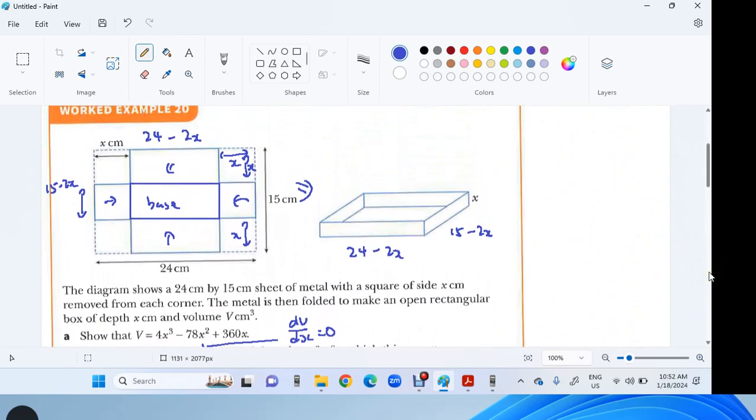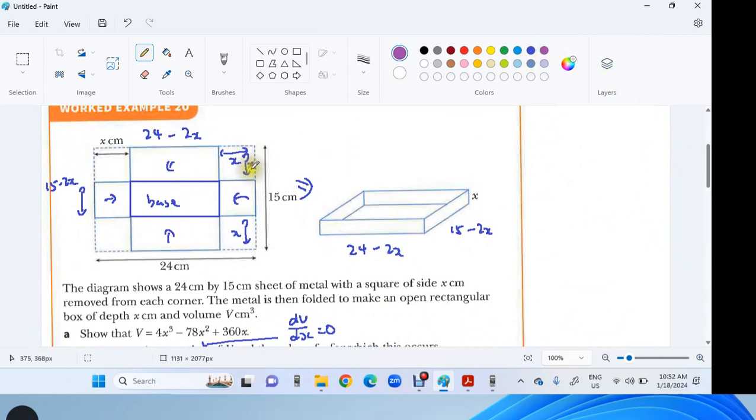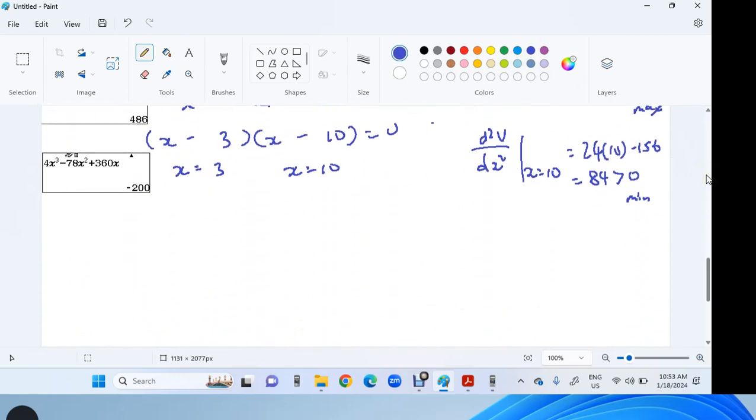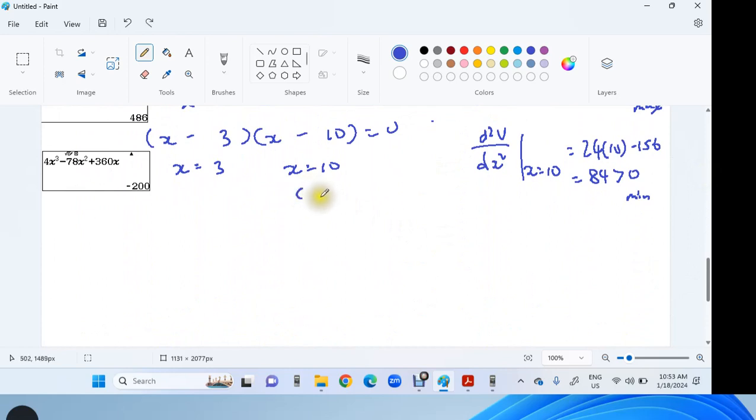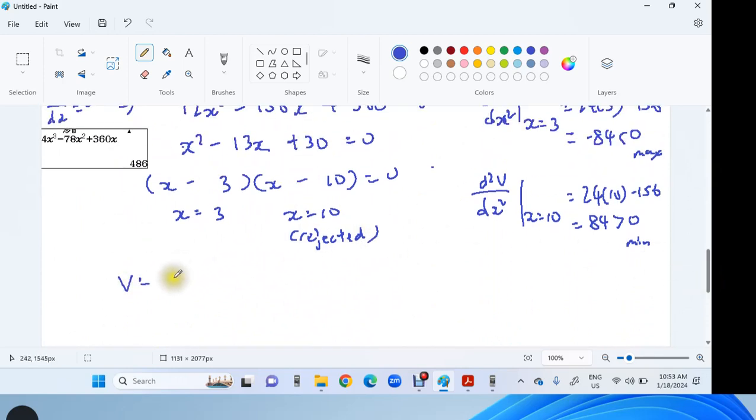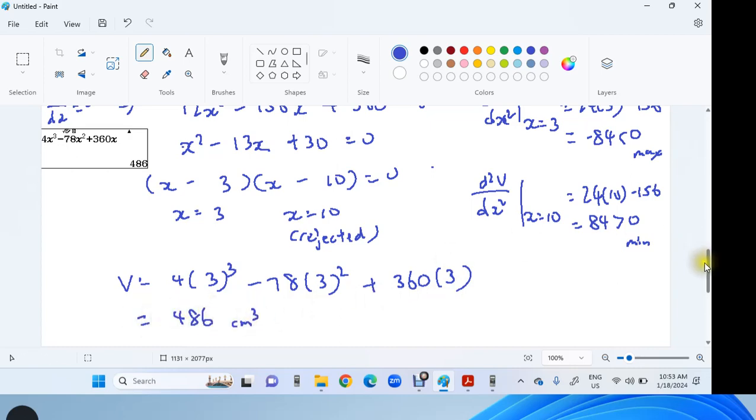Why can x not be 10? Because you try to imagine we have 10 here and 10 here, already 20. The width is 15. How can you cut 20 out from here? So this one is rejected. The volume will become 4 times 3 cubed minus 78 times 3 squared plus 360 times 3. So this is 486 cm cubed.